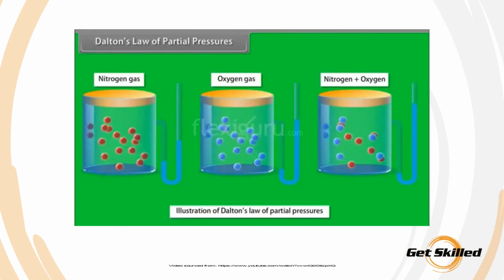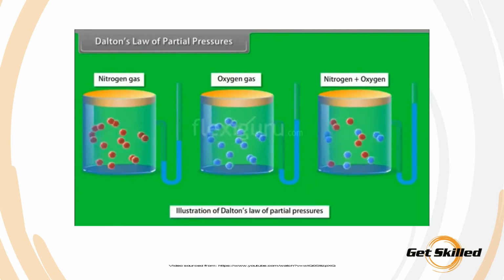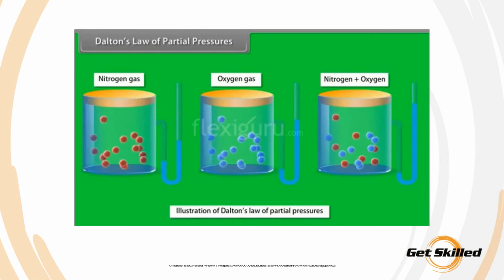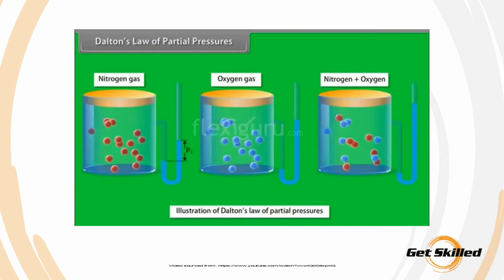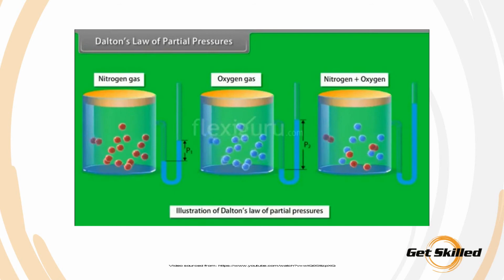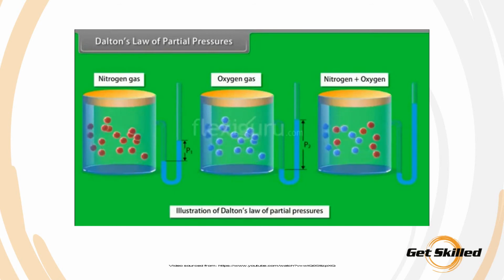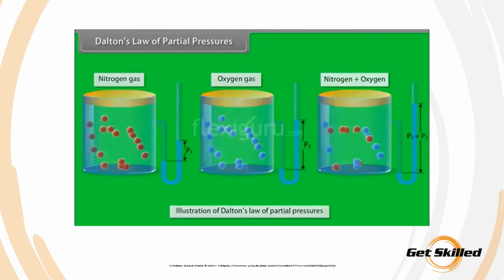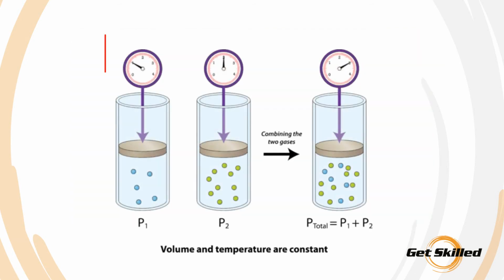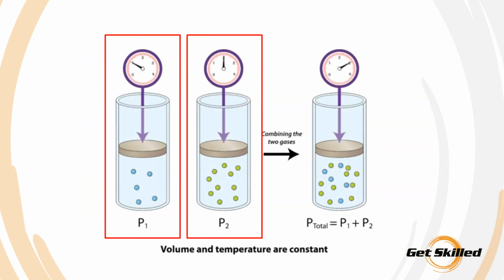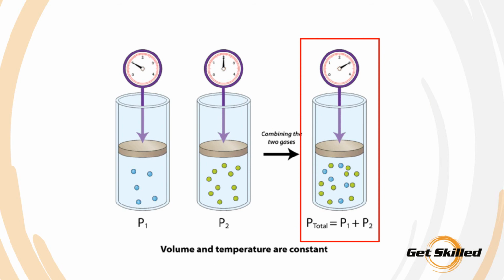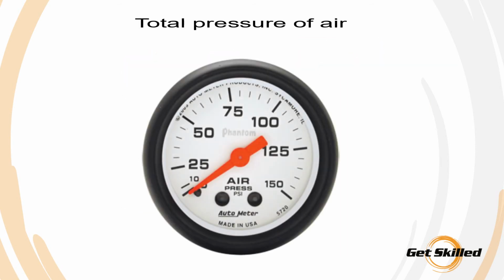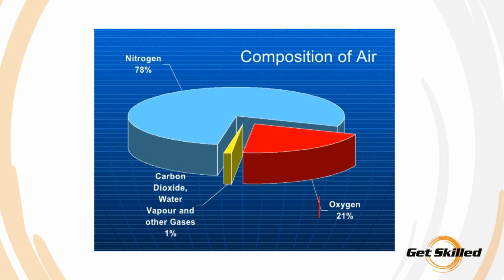Dalton's law explores the relationship between partial pressures. The law states, the total pressure of a mixture of gases is the sum of the partial pressures of each of the gases in the mixture. For example, if you mix two gases, the total pressure will equal the sum of their individual pressures. The total pressure of air is the sum of the oxygen, the nitrogen, the carbon dioxide, and the water vapor pressure.